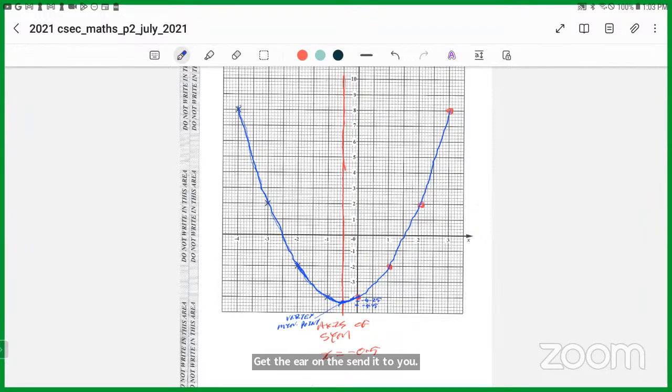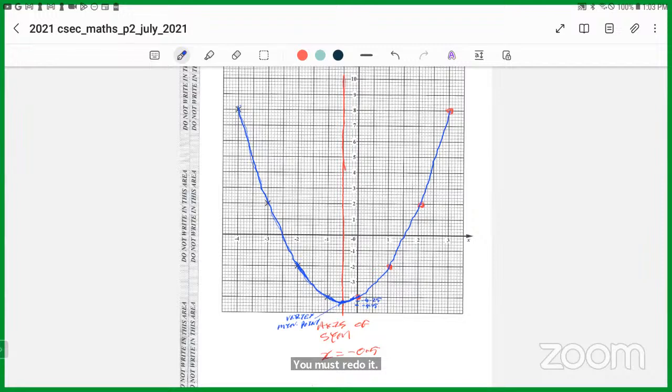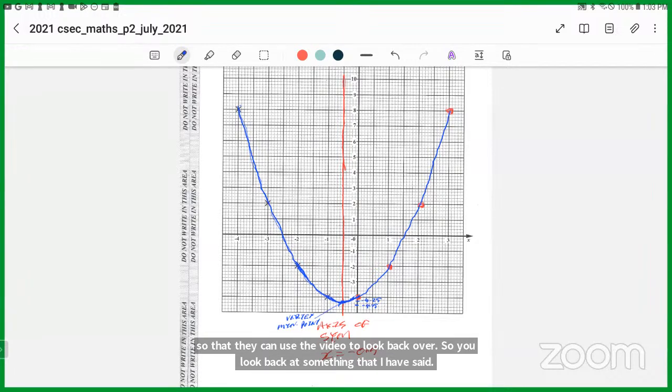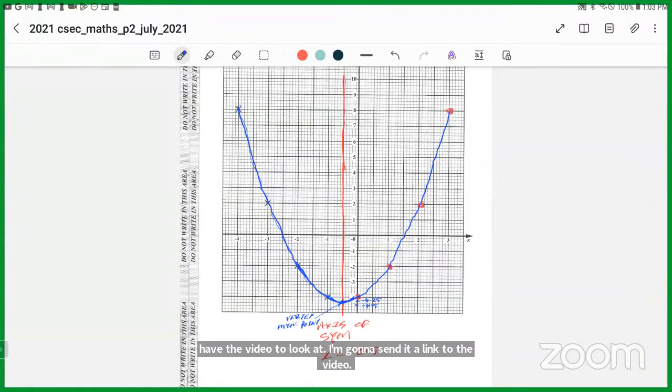If you get it right, you can still redo it, but especially if you get it wrong, you must redo it. Remember, I'm not asking you to do a new question. I'm going to send you the link to the video so that you can use it to look back over any little thing. If you want to look back at something I've said, you have the video to guide you and help you along.